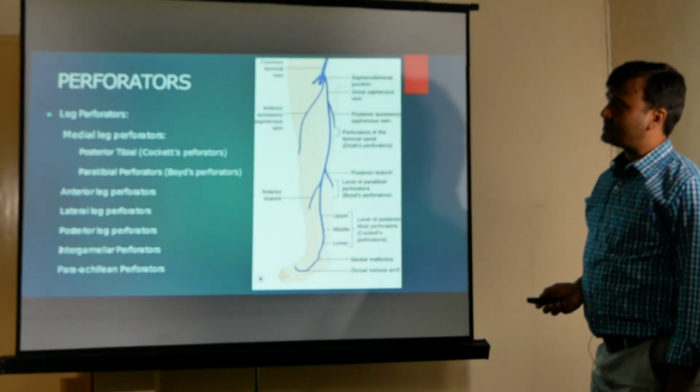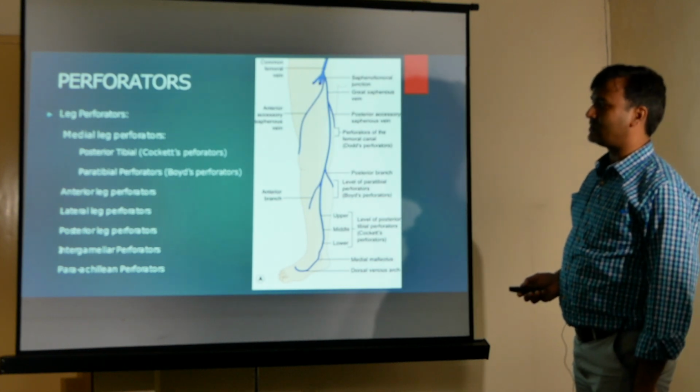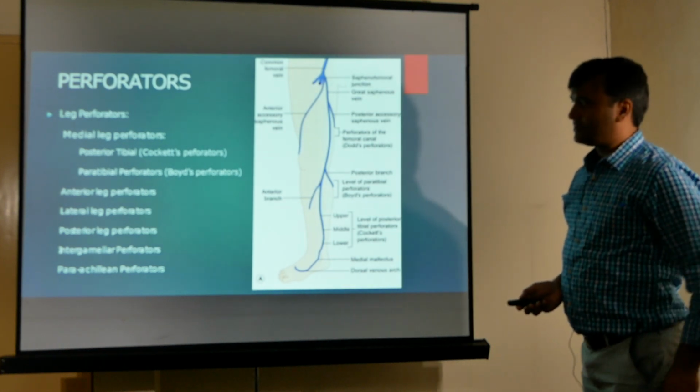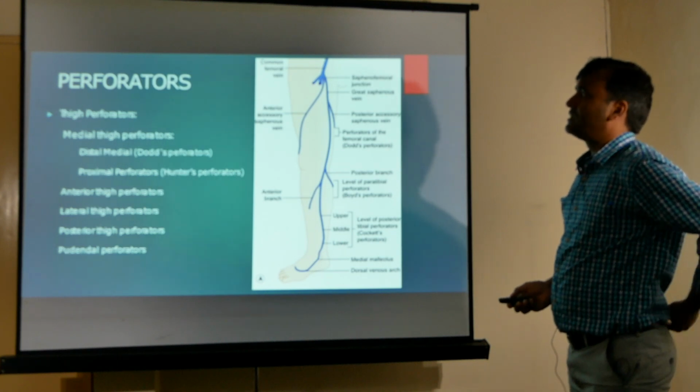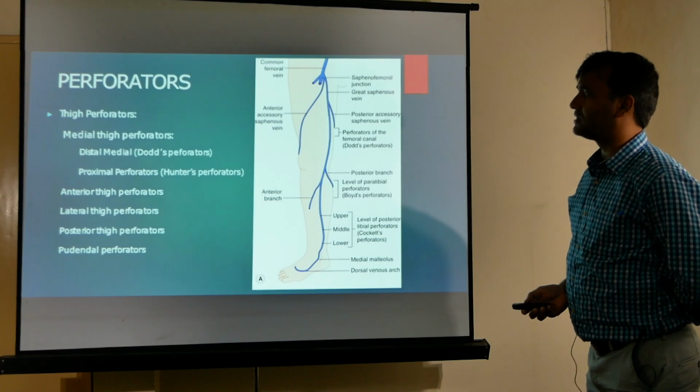The perforators present in the leg are divided into medial leg perforators, anterior, lateral, posterior, intermalleolar and para-Achilles perforators. And the thigh perforators are medial thigh perforators, anterior thigh, lateral thigh, posterior thigh and pudendal perforators.